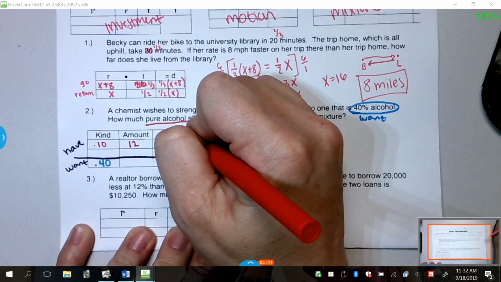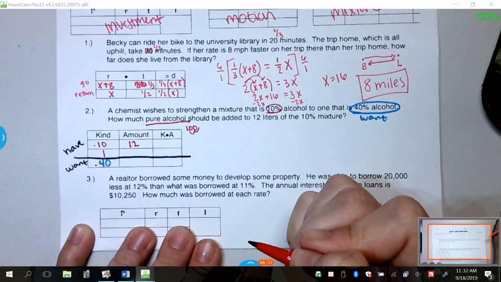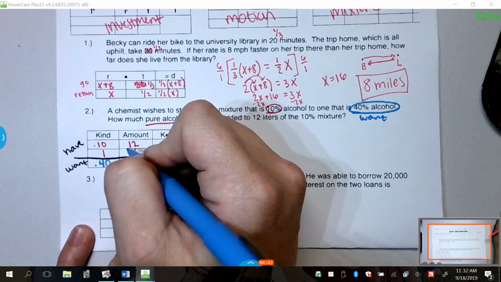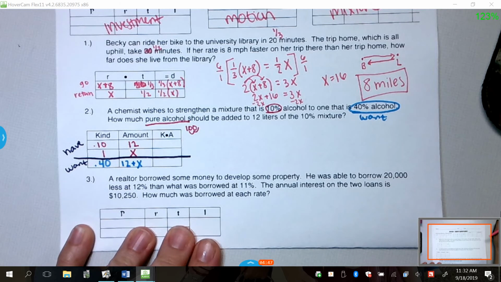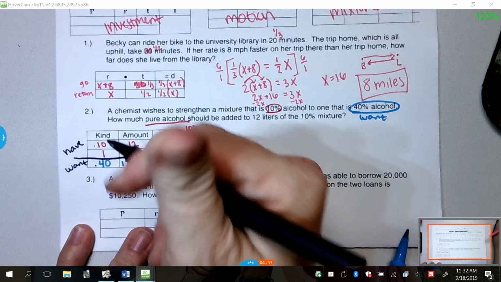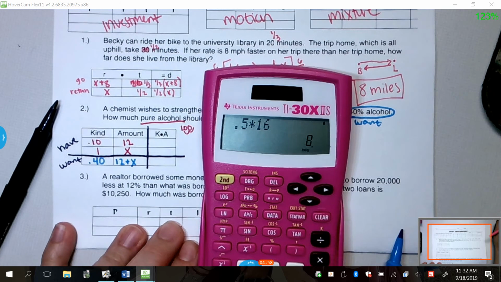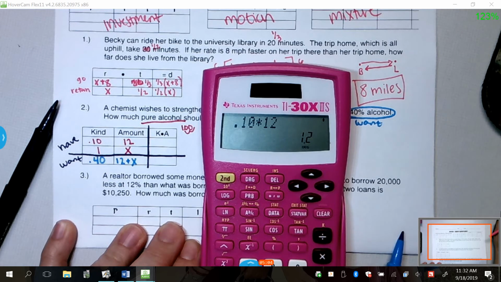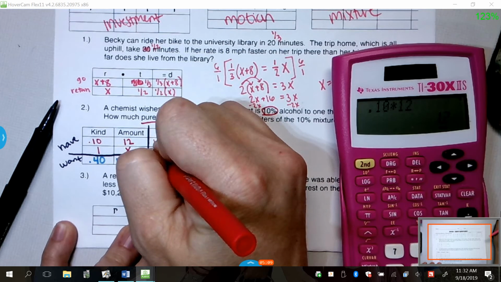Okay, pure alcohol is 100%. When I turn that into decimal, it becomes 1. Okay, and we don't know this amount. So remember, our total amount is just our amounts added. If we're mixing two things, you combine them, you're adding. Okay, and now we need to multiply to find our K times A. Okay, so these recalculators help you out. So we have 0.10 times 12, which is 1.2. We have 1 times x, which is just 1x.